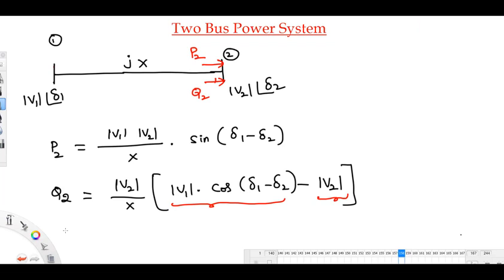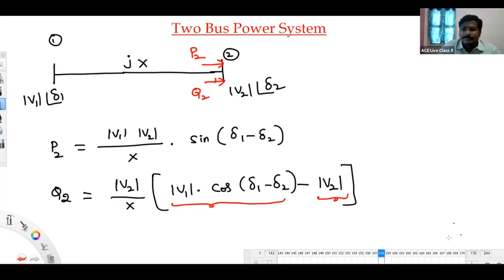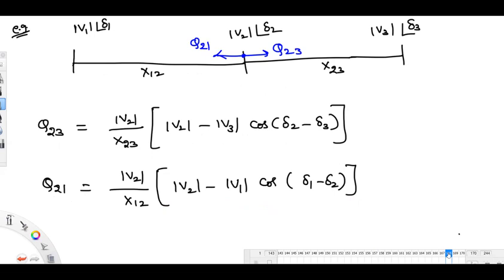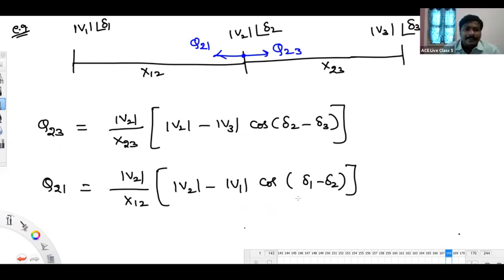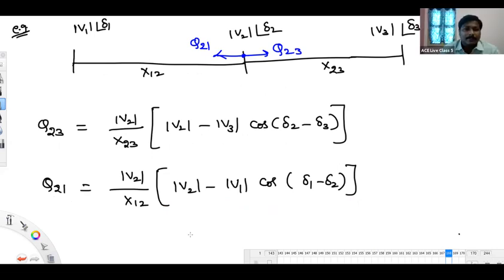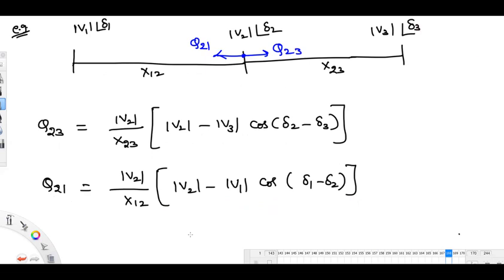On page 168, in this Q21 equation, the angle difference will be delta 2 minus delta 1. That's your wish. Anything you can take inside the cosine term, delta 2 minus delta 1 or delta 1 minus delta 2. But while writing the real power equation, you should be very careful about which angle difference to write. That's why I am asking about the reference.